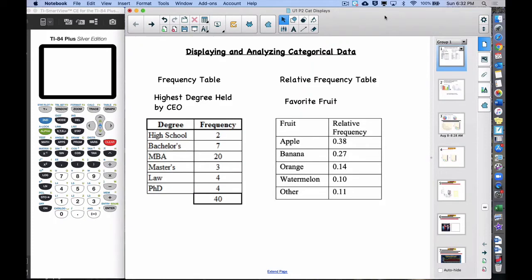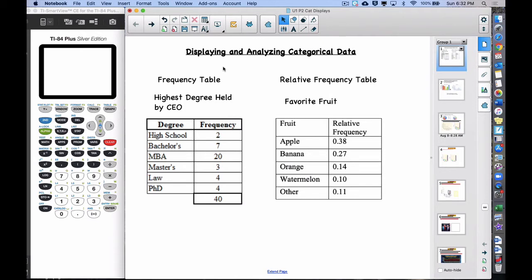Alright, this video is on displaying and analyzing categorical data. And we're going to move fairly quick. You are probably not going to do too much with categorical data and their graphs in general. At most, it would be look at a categorical data graph and maybe talk about it. So we'll move relatively quickly through these.